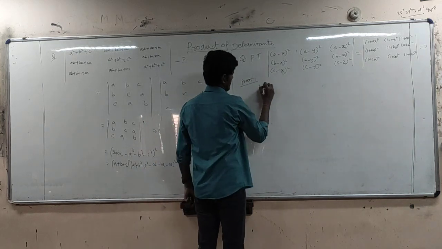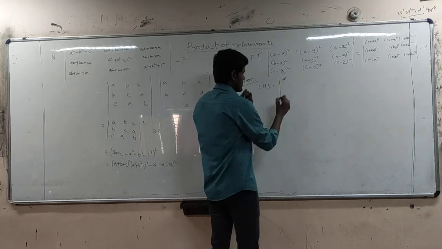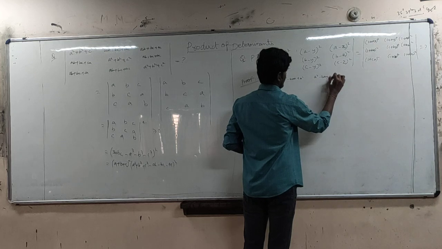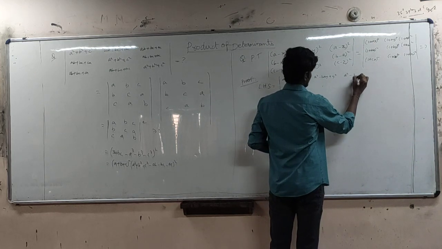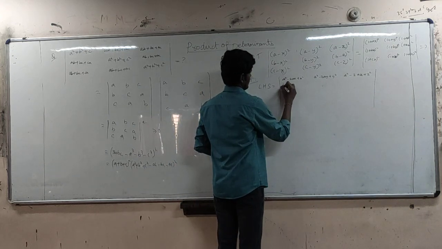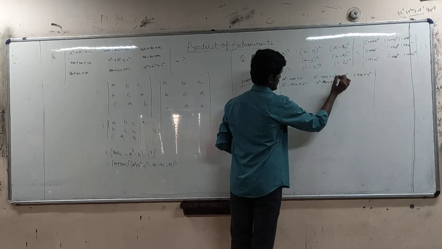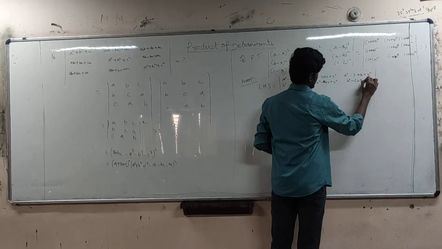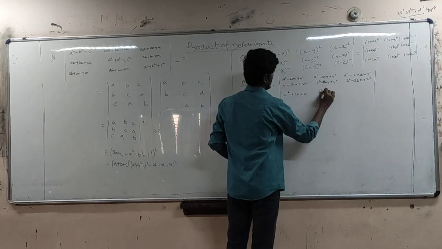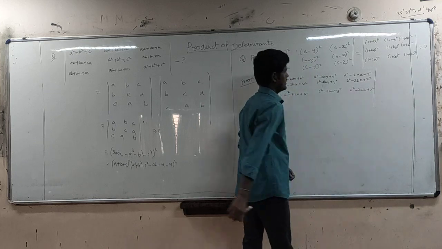Proof. I am writing the left hand side as, expand the terms: a square minus 2ax plus x square, a square minus 2ay plus y square, a square minus 2az plus z square; again b square minus 2bx plus x square, b square minus 2by plus y square, b square minus 2bz plus z square; c square minus 2cx plus x square, c square minus 2cy plus y square, c square minus 2cz plus z square.